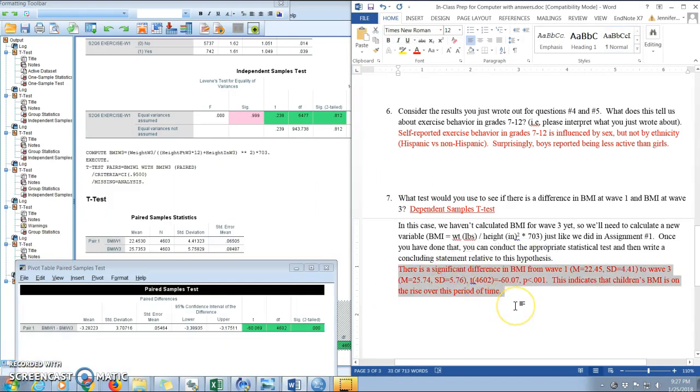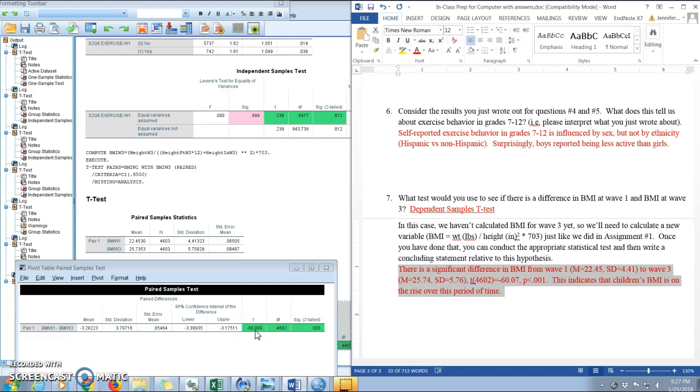So here's the sentence that I wrote. I should have elaborated on this a little bit more just to make sure you guys are still comfortable with this. So the significance, we're comparing it to the alpha of 0.05. It's 0.000, so it's dramatically less than 0.05. Again, that makes sense given the huge size of this t-test.